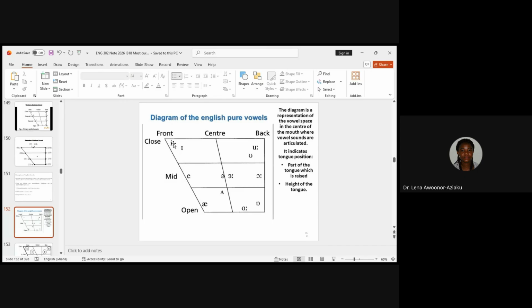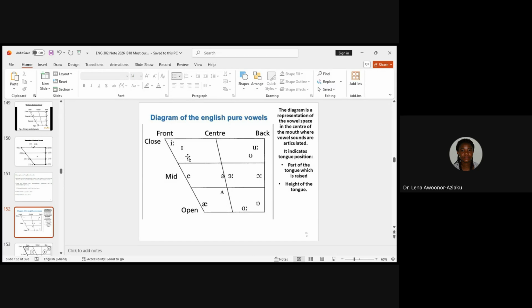And this one is fronter than this. So quality-wise, when you want to talk about height, you will say this one is higher. The first vowel is higher than the second. And it is also more central. The second is more central than the first.